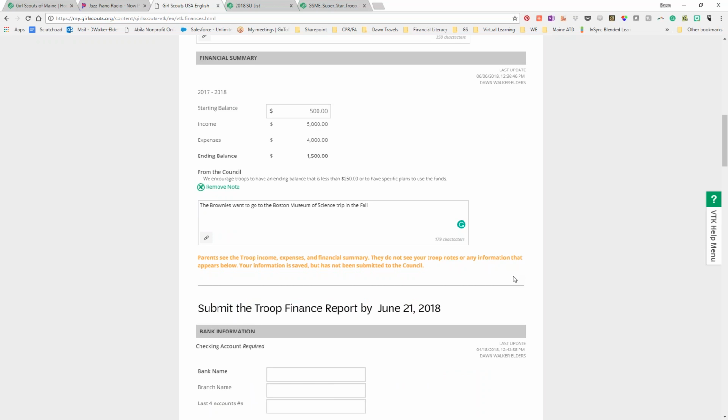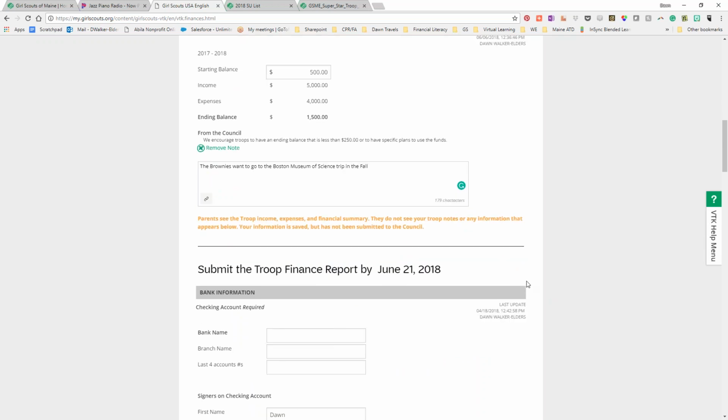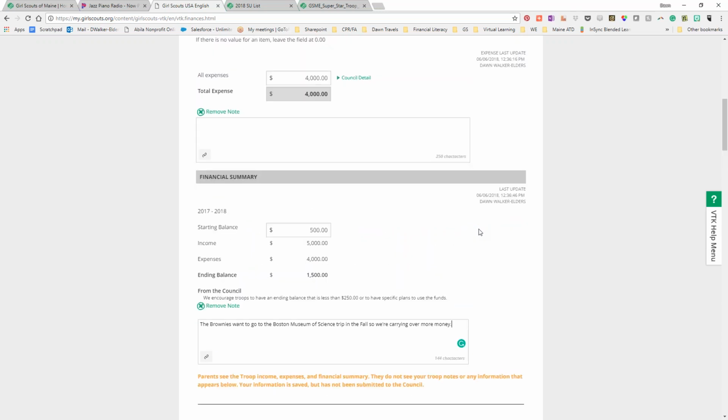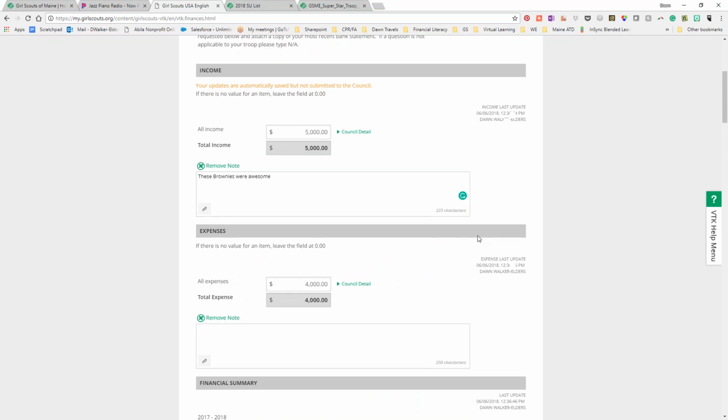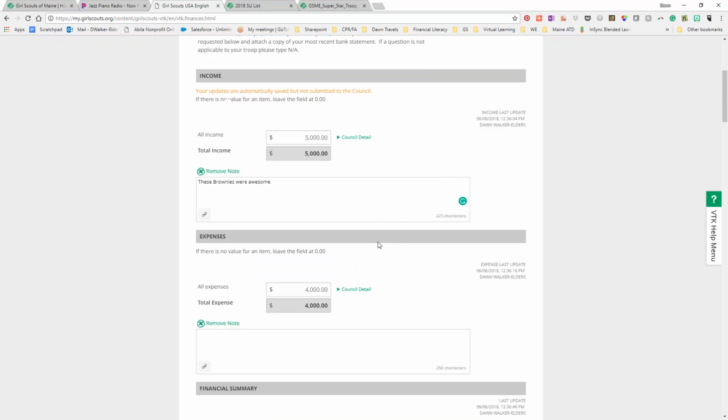Yep. So that's all the information that we need as far as your financial summary. There's not really a ton of information that has to go in there, but it does give you a brief view of what the troop has for an ending balance, and parents can see this information if they log in as well. So parents can only see what is above this orange line. They can see the income, the expenses, and just that summary, but once you're past that, they can't see the information that you put into this report.